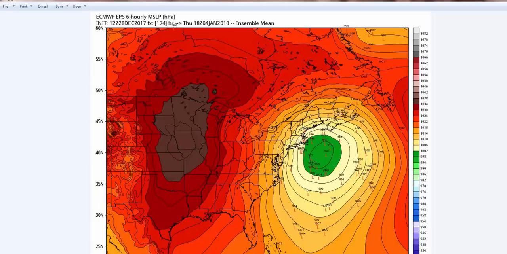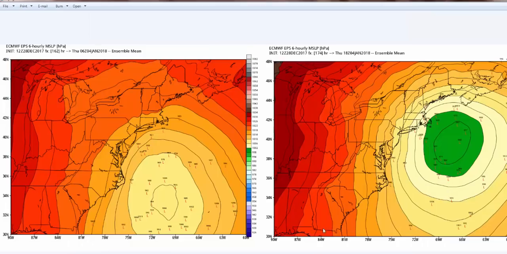Or does the low form off the Bahamas, in which case the low does this? That's too far off the coast. Got to think about these things, folks. Here, another example of it. Look where the low is on the evening and going into the morning of January 4th. That's way off the Hatteras coast.